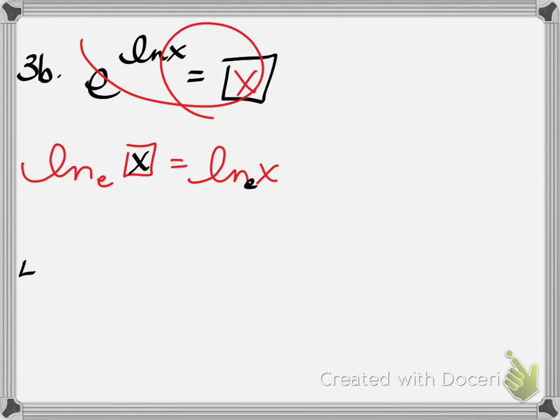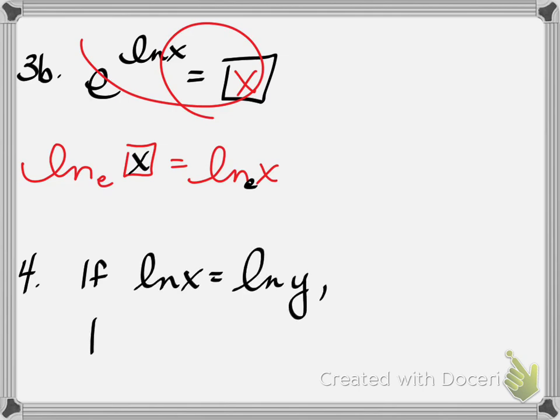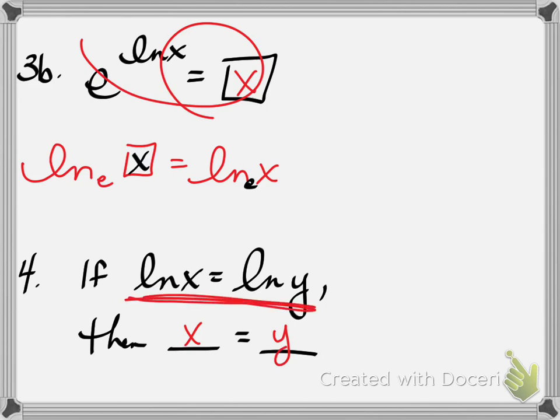Last one. If ln of x is equal to ln of y, then what must be true? Then x must be y. Because this is an equation, and those two logarithms are equal, so what we're taking the logarithm of must be equal.